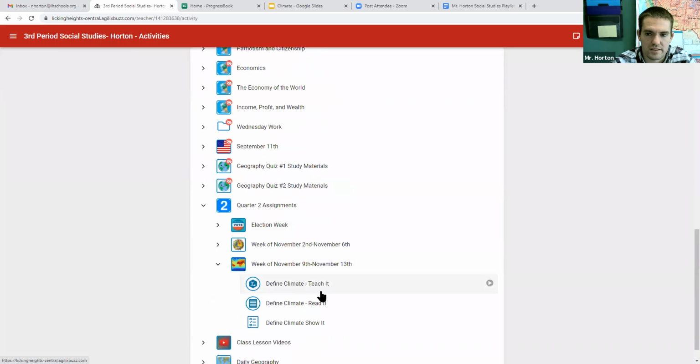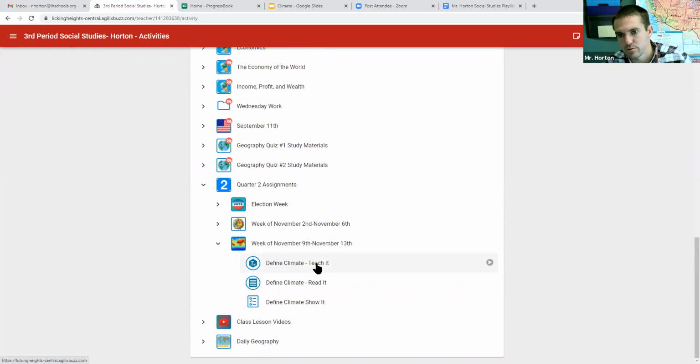And there should be just 3 things listed in that folder because that's the only assignments we're going to be doing this week, since we'll start our project tomorrow. But there's a define climate, teach it, a read it, and a show it.